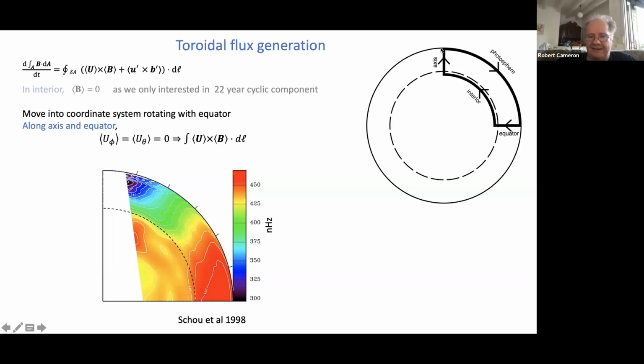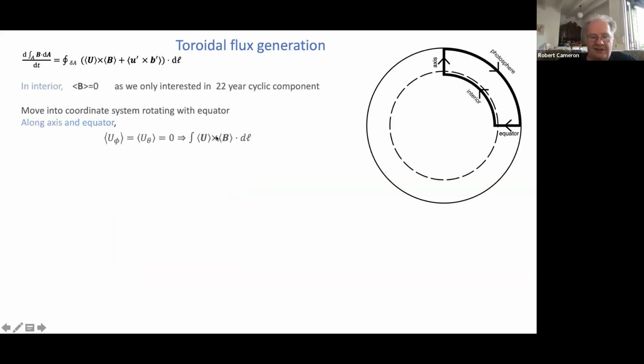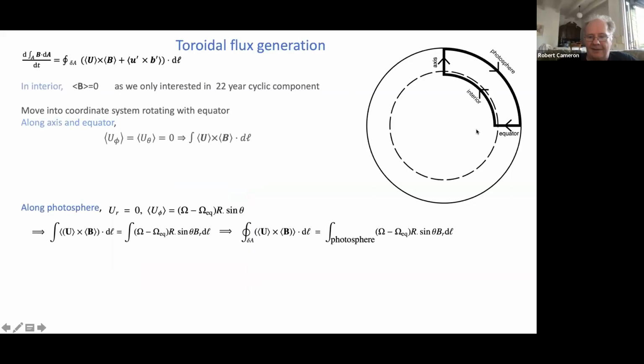Similarly, at the axis, we also will have u phi equal to u theta equal to 0, but there'll be no contribution from the axis either. And this is good because it means the only contribution to the generation with axisymmetric flows and fields is coming from the surface. So it's something we have to evaluate at the surface.